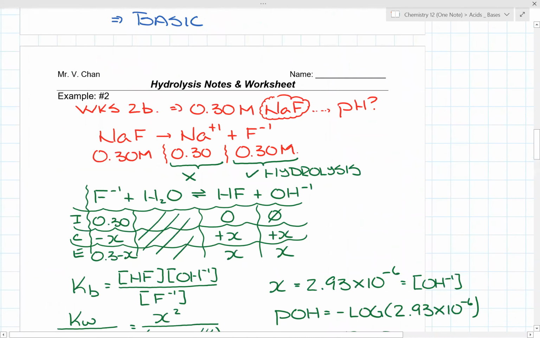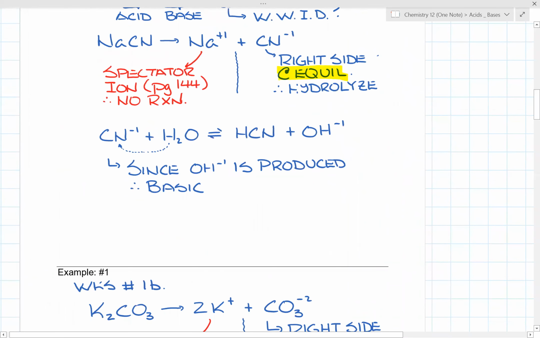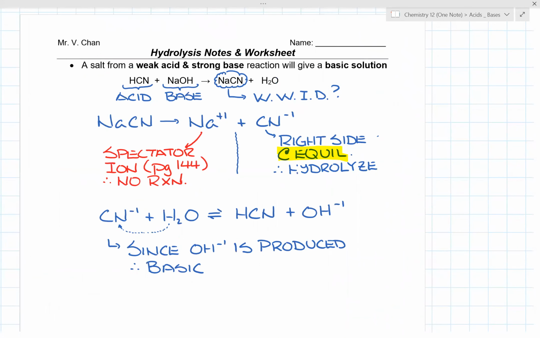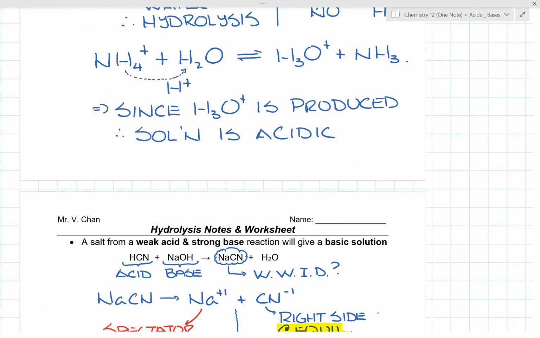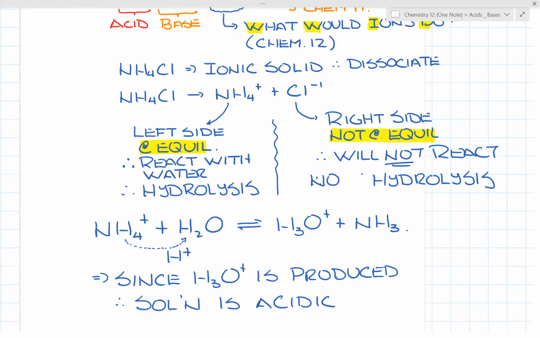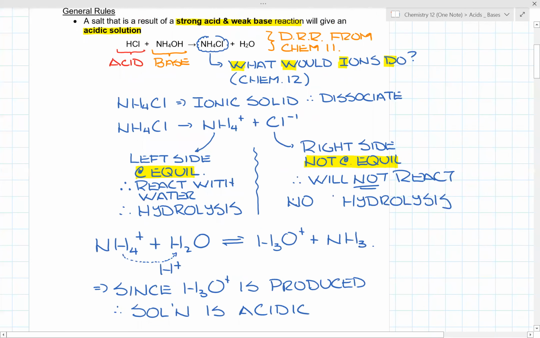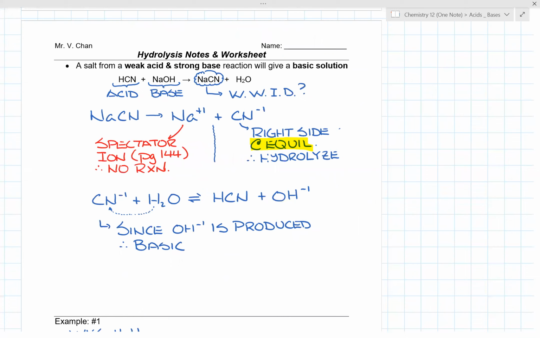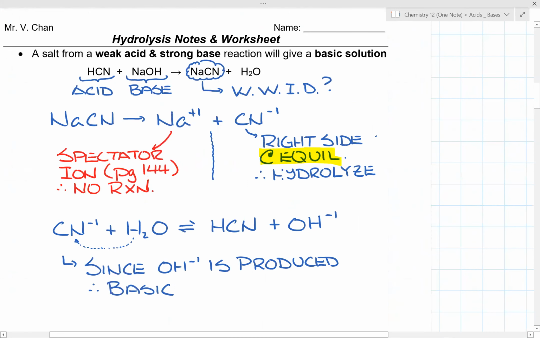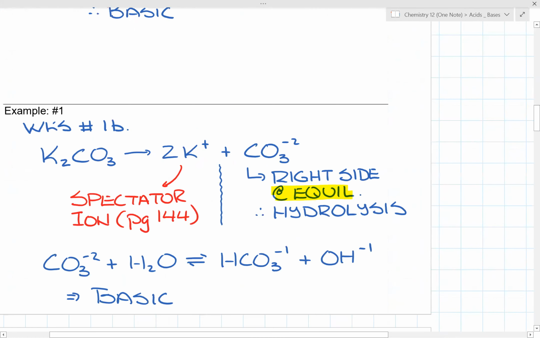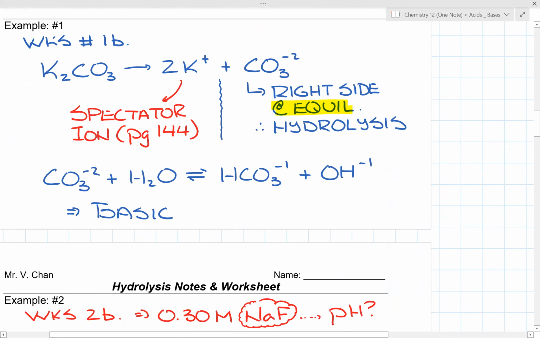And remember when we talked about hydrolysis, we focused on the idea that the substance or the ion had to be at equilibrium. Notice here, I said NH4 plus in this example was on the left side at equilibrium. For this example, for the CN minus 1, it's the right side at equilibrium. And in this example, the CO3 minus 2, a right side at equilibrium. Now, you notice the commonality with all three of these is the fact that they are at equilibrium.